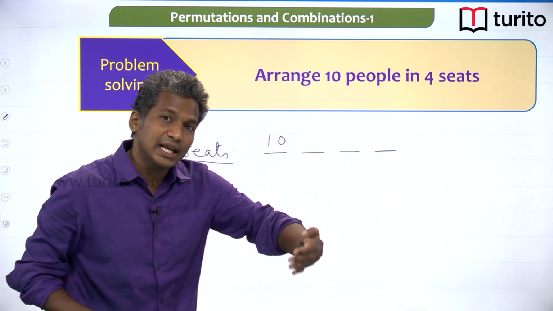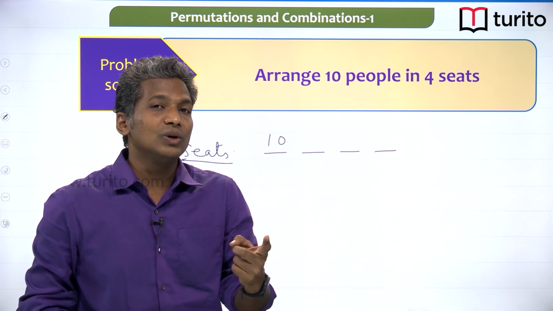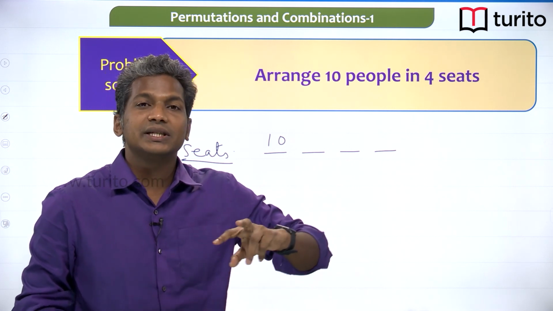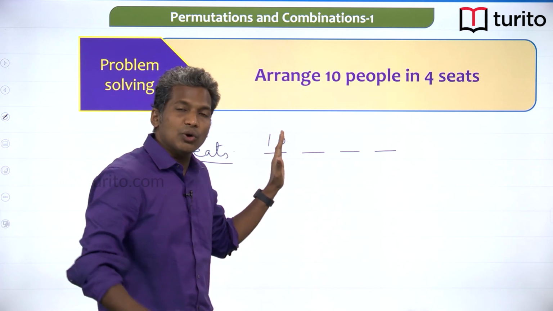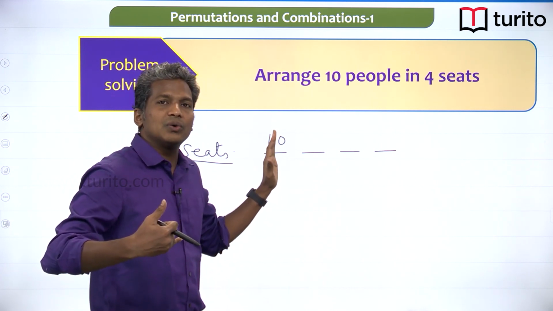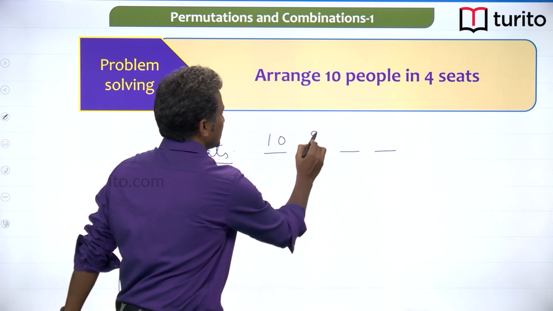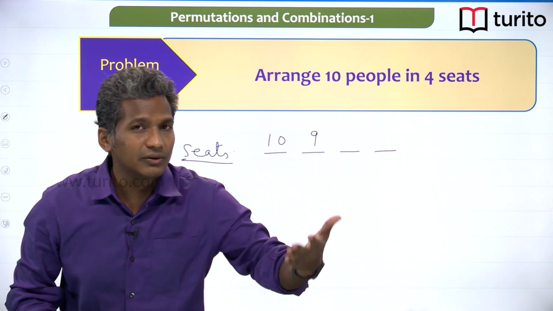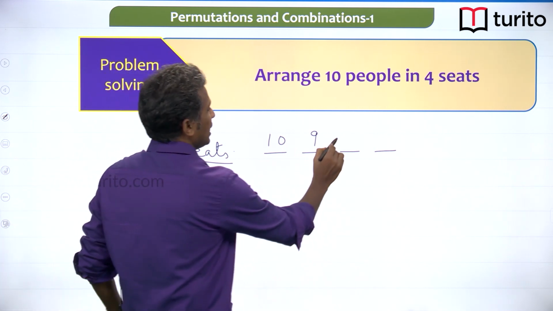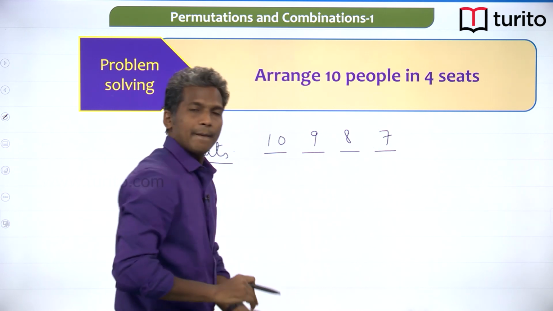Now, second seat can be filled in 9 ways, because a person can sit only in 1 seat, he cannot sit in 2 seats. Okay. So, that means 1 person is already seated here. So, for the second seat it has only 9 options. Now, for the third one again same logic, 8 options. For the fourth one 7 options.